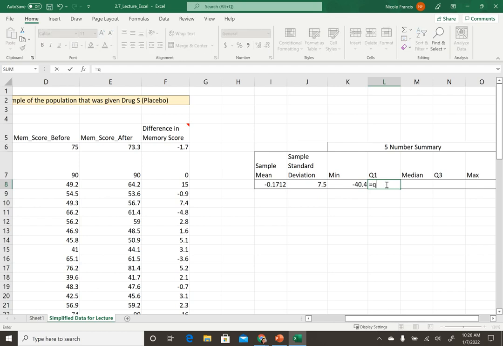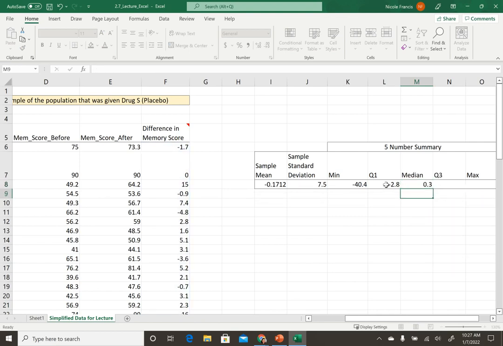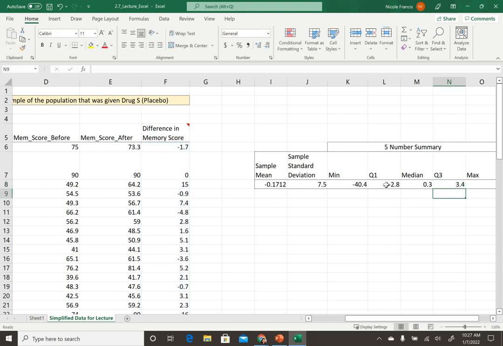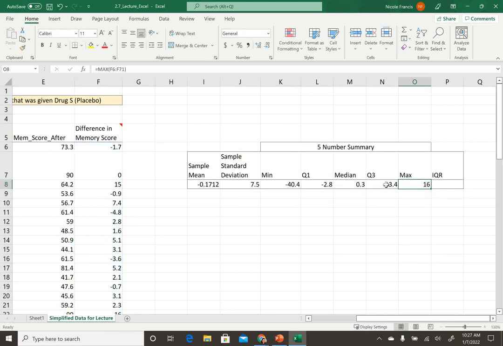The first quartile equals quartile F6 through F71, comma, first quartile. Median. Third quartile. Oops, I did need to type an F over and over again. All right, our max is 16. That means they improved 16.